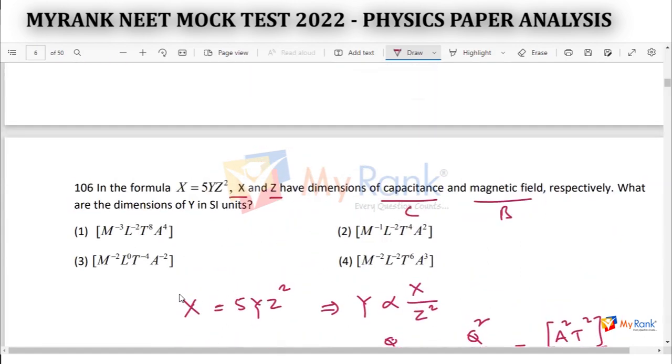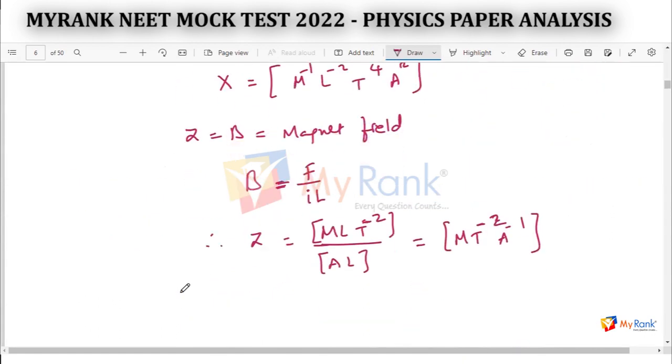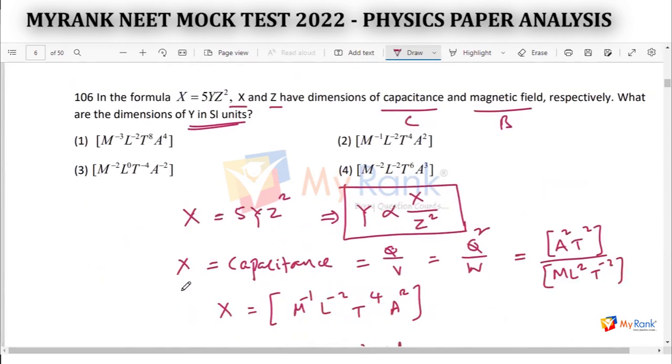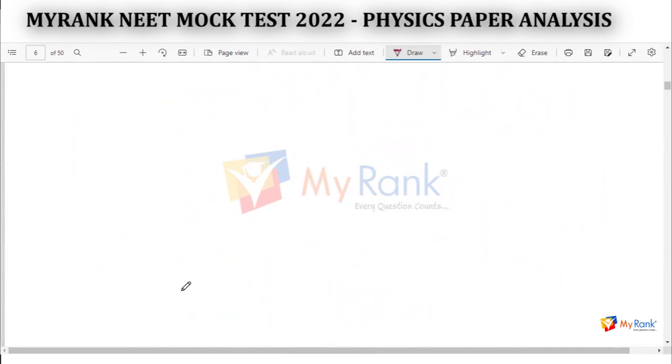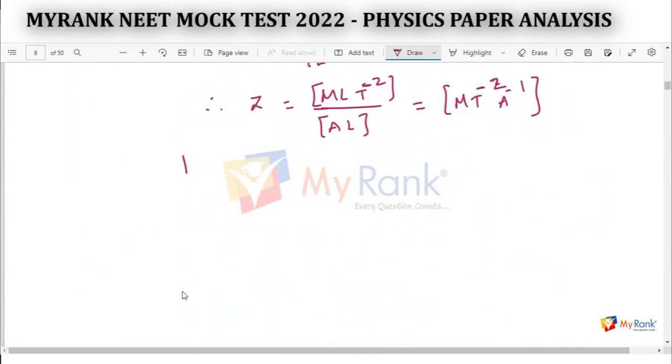what are the dimensions of Y in SI units? What are the dimensions of Y in SI units? So these dimensions you have to say for this. Y dimension, X by Z square, no? Yes. Dimensions of Y are directly proportional to X by Z square. So therefore, students, what we can write?